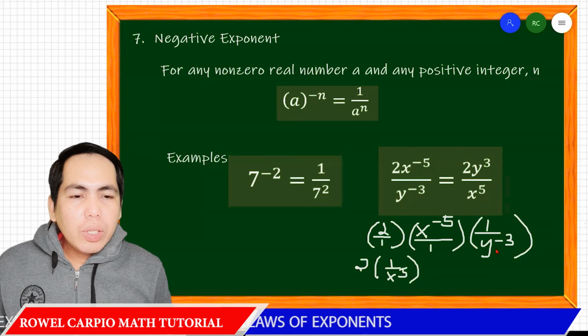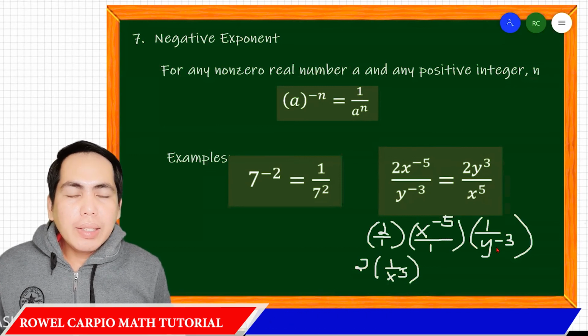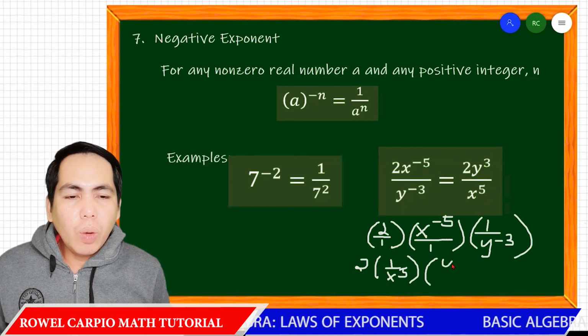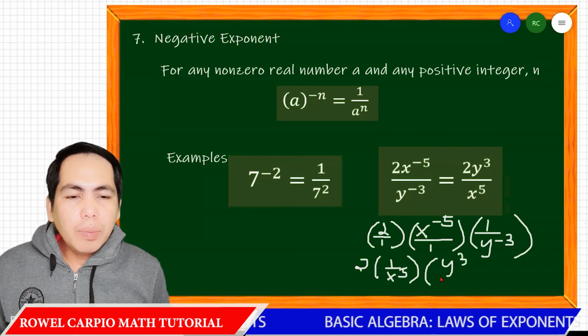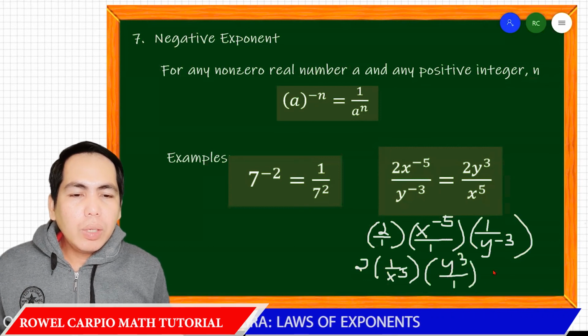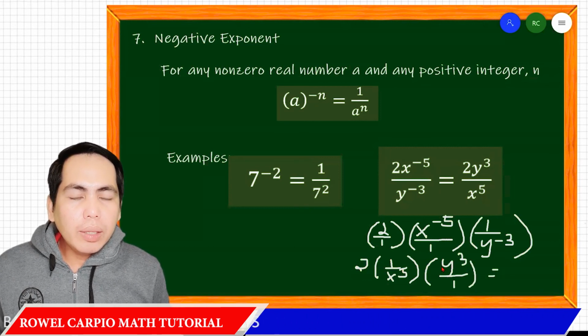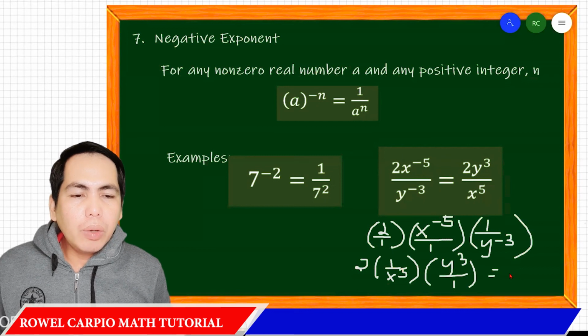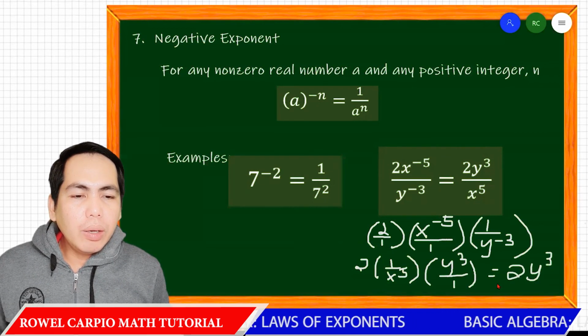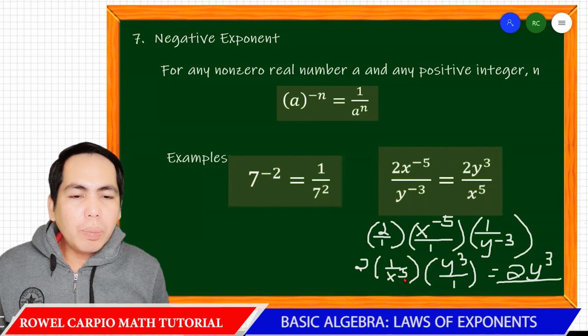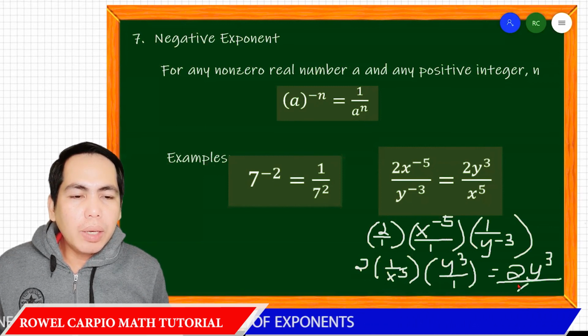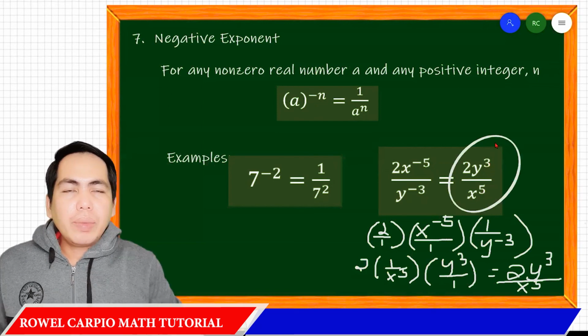And also, since y has a negative exponent, we have to take also the reciprocal of 1 over y, that is y raised to the power of positive 3 over 1, to give us 2 times 1 times y raised to the power of 3, which will give us 2y raised to the power of 3 over x raised to the power of 5 times 1, which will give us x raised to the power of 5. That's why we have this answer.